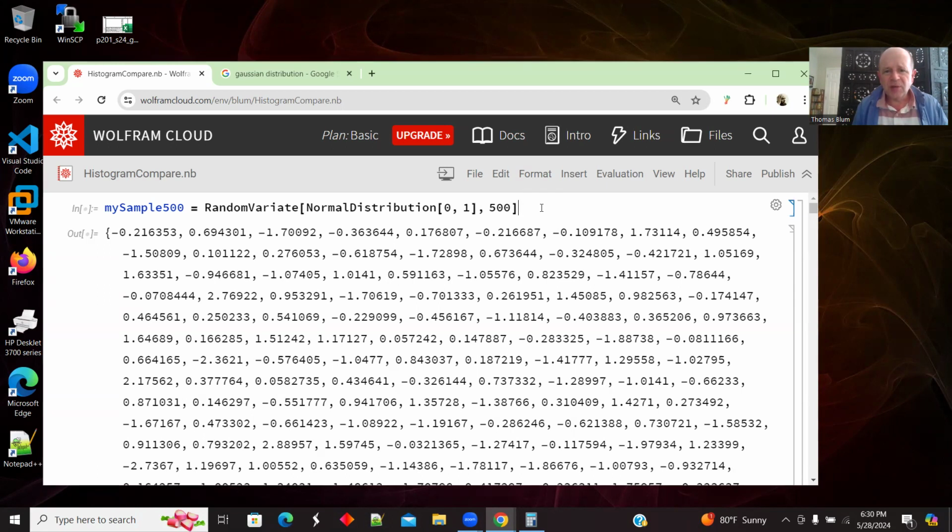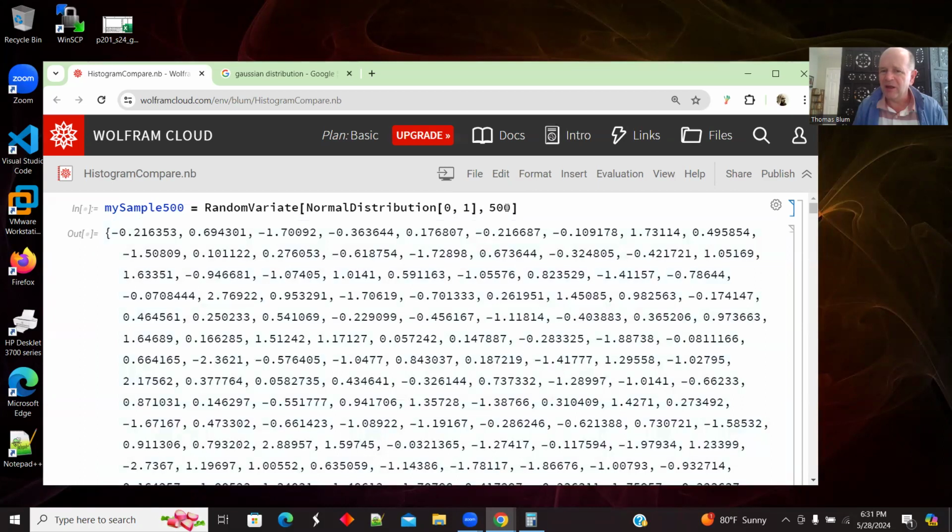So the first thing I'm going to do, I'm going to be mainly working with a normal distribution. I have here the normal distribution, and it has two arguments. The first is the mean, the average, and the second one the standard deviation. I'm going to use the standardized normal distribution, so a mean of 0 and a standard deviation of 1. And then with that distribution, I'm going to pull independent random variables from it.